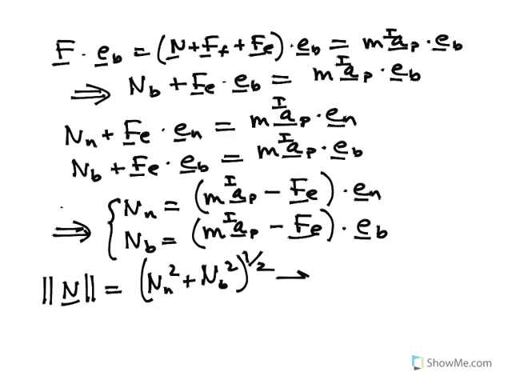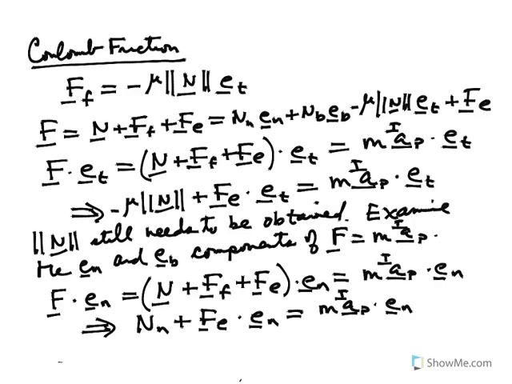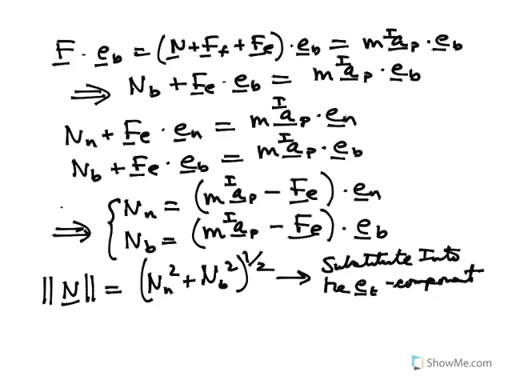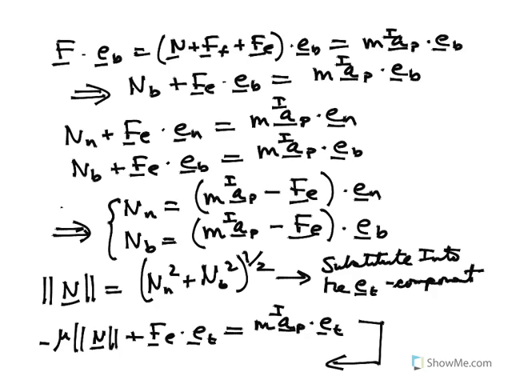So this can be substituted into the E_t component. The differential equation is still obtained the same way. We still get that result for the differential equation, which gives us minus mu times the magnitude of the normal force plus F_e dotted with E_t is equal to the mass times the inertial acceleration dotted with E_t. This is still the differential equation, but it requires an additional step.